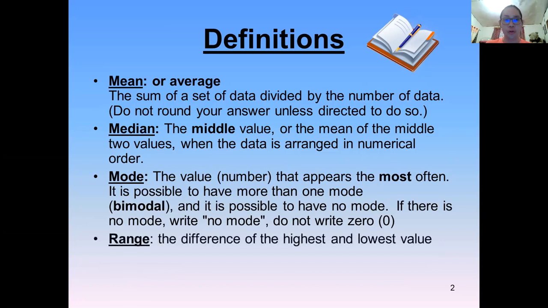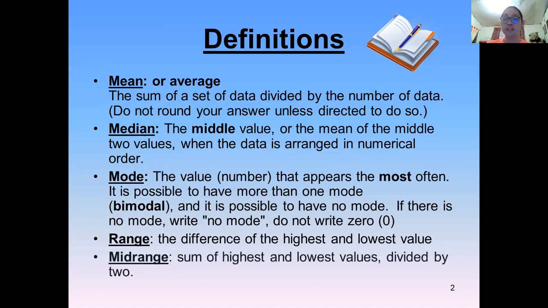And of course, another thing, though it's not really part of the central tendency, is the range. The range is the difference of the highest and lowest value. In short, highest score minus the lowest score. That is how you get the range. For the mid-range, it is the sum of the highest and lowest values divided by 2. So you add the highest and the lowest value and divide it by 2. Then you can get the mid-range. Do not forget how you get the range, the mid-range, and of course, the mean, median, and mode.